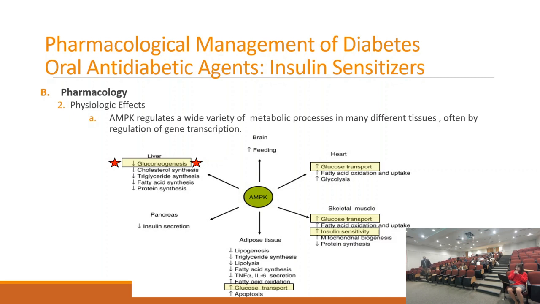Any questions about AMPK? Energy sensor gauge. It's usually turned on when ATP levels inside of cells are low, and it has a whole bunch of different effects here in different tissues of the body to help refuel those cells, essentially. Okay? Any questions?